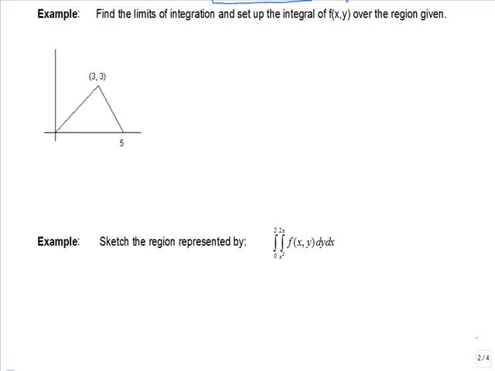Let's take a look at another example. I'd like to find the limits of integration and set up the integral of f at xy over the region given. Again, in order to do this, I'm going to need to find the equations of each of the sides of the region. So I notice this side here is the line y equals 0. These other two are diagonals, so I'm going to need equations of lines.